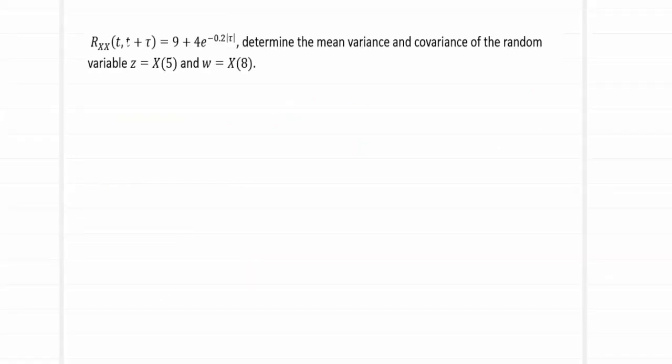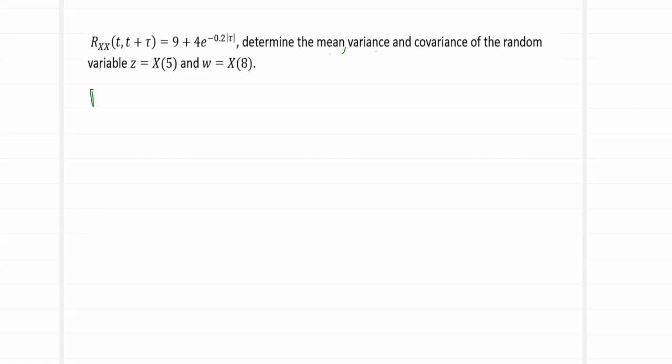And now moving on to the next problem, we have rxx of t comma t plus tau is 9 plus 4 e power minus 0.2 tau. We will have to determine the mean, variance and covariance of the random variables Z equal to x of 5 and W equal to x of 8. So till now we have been doing only mean and variance of the process given the autocorrelation. Now we have been given random variables for which we have been asked to find the mean and variance.